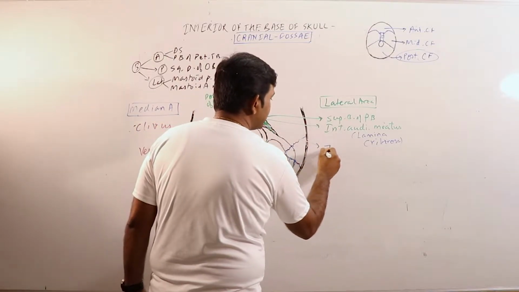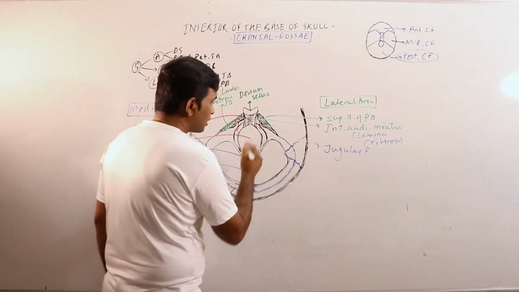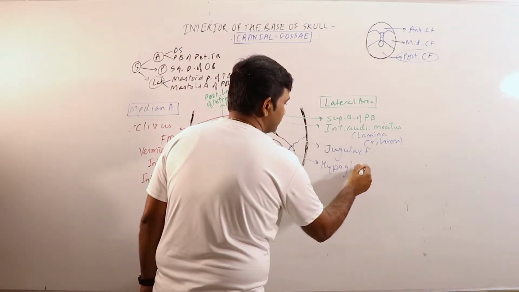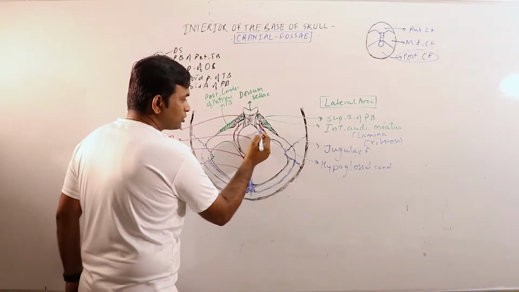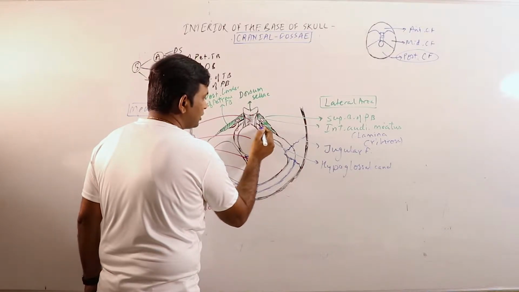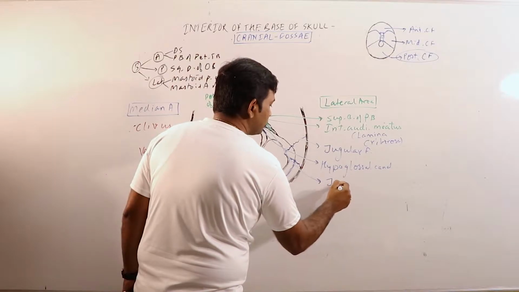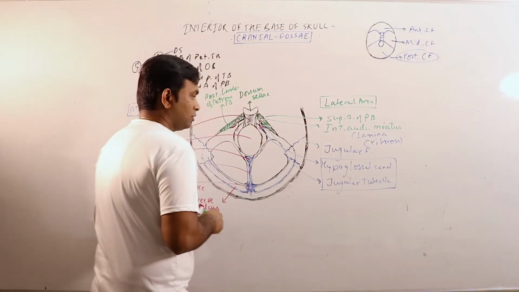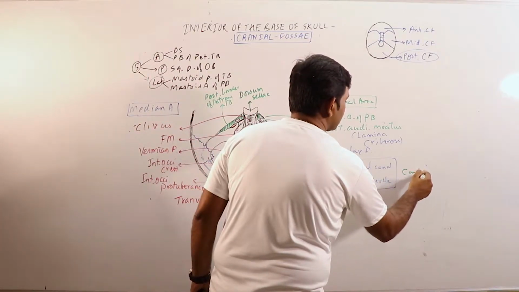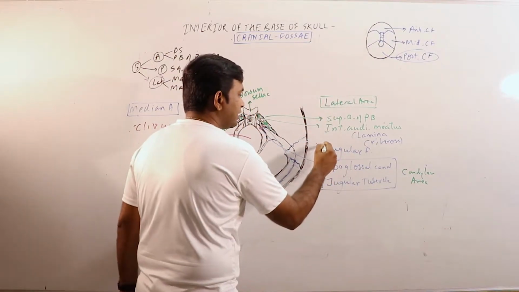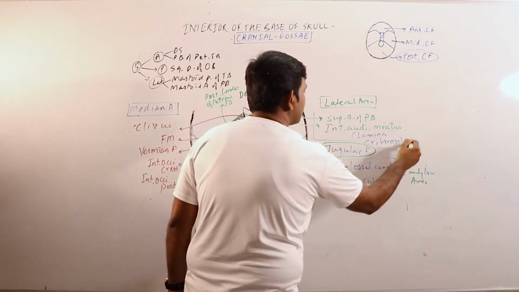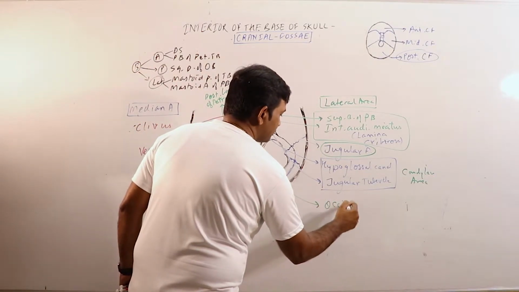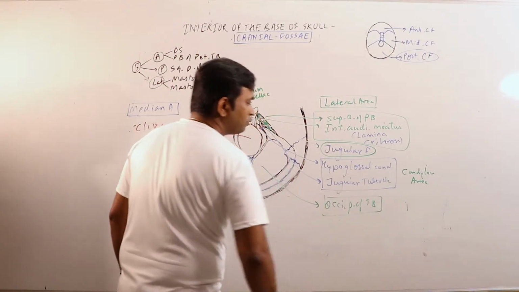Now this is the jugular foramen, and this is the condylar part. This is the hypoglossal canal. In between the hypoglossal canal and the jugular foramen, there is a tubercle which is known as jugular tubercle. So these mainly form the condylar area. So this condylar area, jugular foramen, and the petrous part of temporal bone, along with the occipital part, form the lateral area.